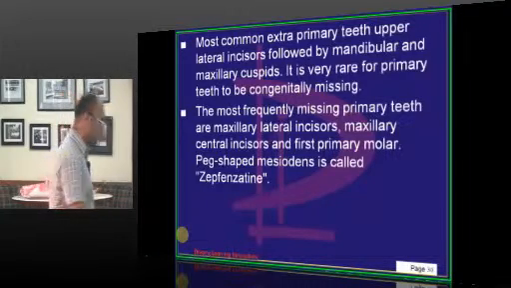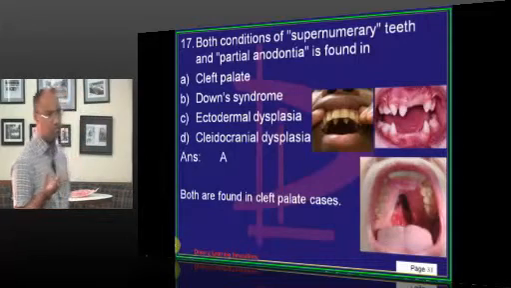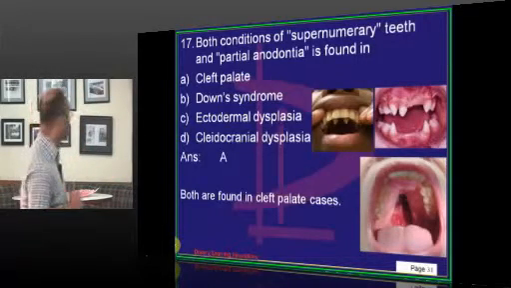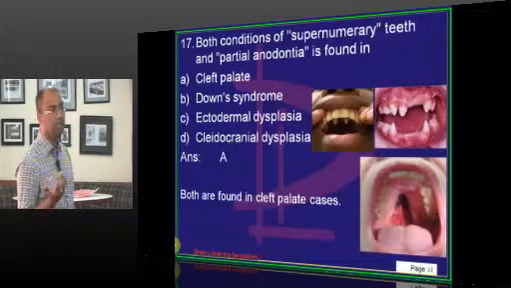A peg-shaped mesiodens is also called Zapfenzahn, that is, the mesiodens which is peg-shaped is referred to as that. And the mesiodens is present between the two upper central incisors, palatally.